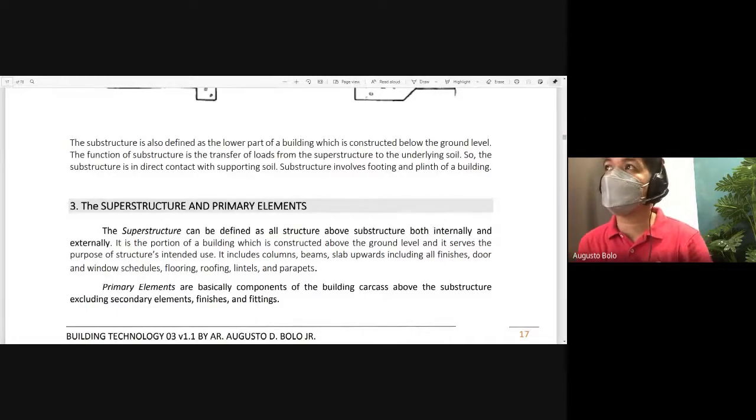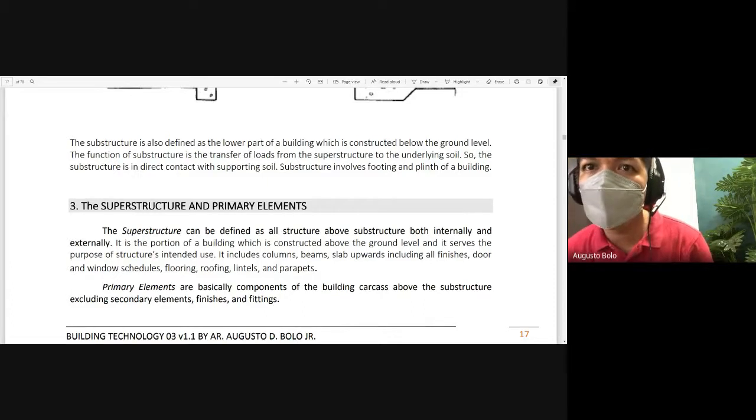The substructure is also defined as the lowest part of the building, which is constructed below the ground level. Function of substructure is to transfer the loads from superstructure to the underlying soil. So the substructure in direct contact with support involves footing and plinth of the building. Next, we have the superstructure in primary elements.